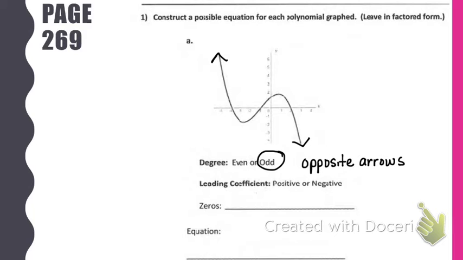When you're looking at a graph, to determine if the leading coefficient is positive or negative, focus on the right arrow. So the right arrow is this one. What is that one doing? Is it going up or down? It's going down, so that means this is a negative.